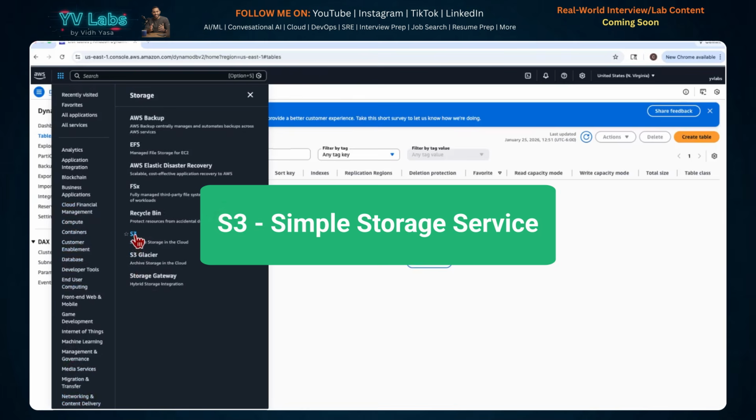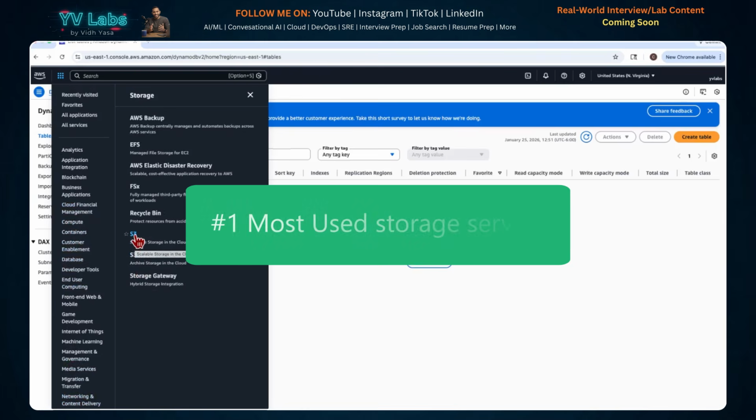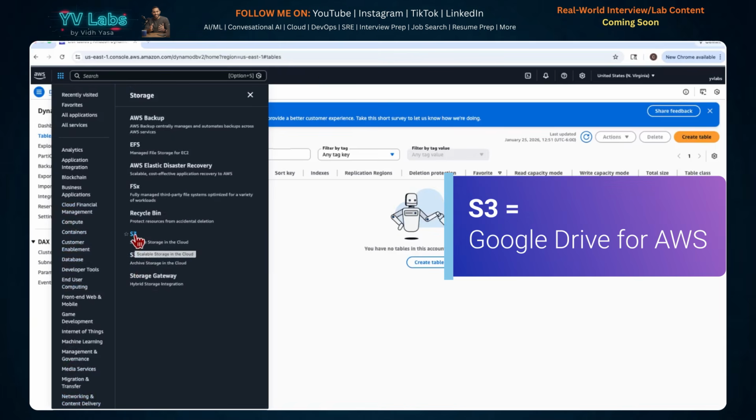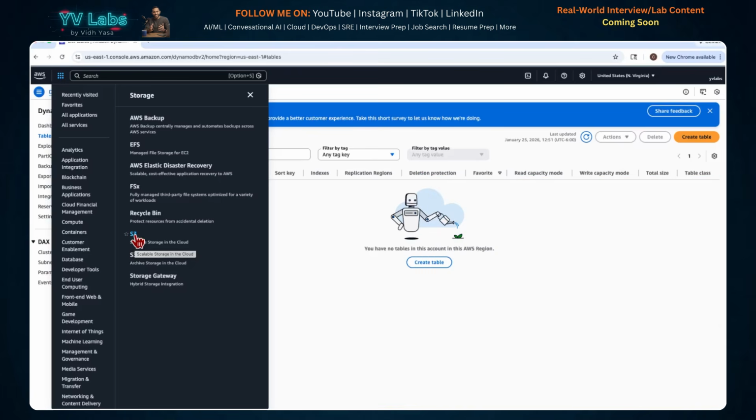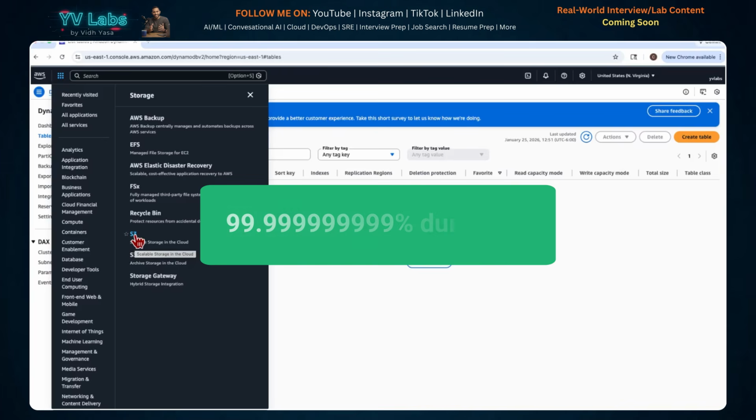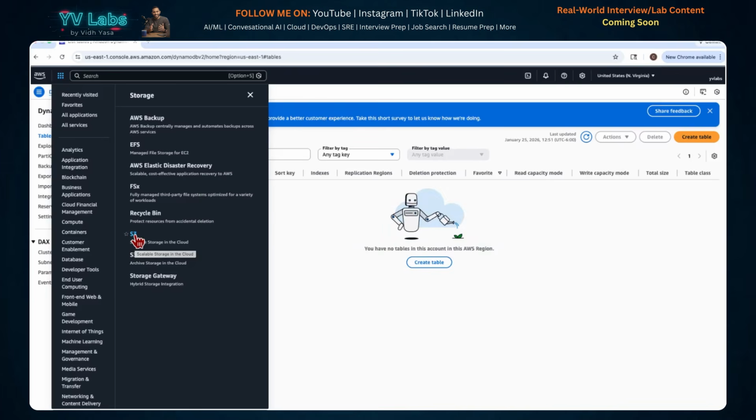And S3 is the most widely used service in the storage space. You will use S3 in almost every project. Think of S3 like Google Drive for AWS. You can store literally any kind of file, images, videos, documents, backups, application data, logs, anything. You access it from anywhere, and it's incredibly durable. AWS stores multiple copies of your data across facilities. Let's jump into its dashboard and then see what it has to offer.